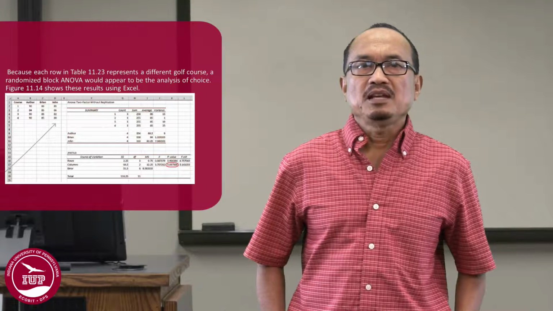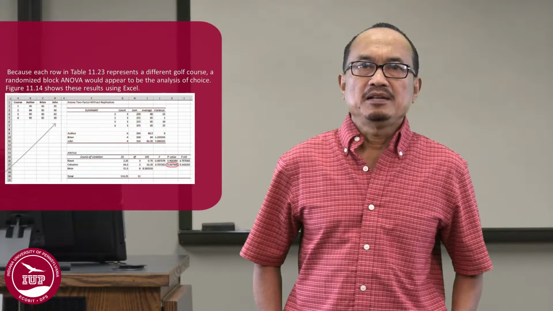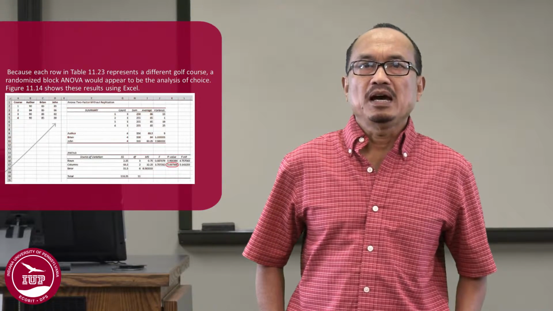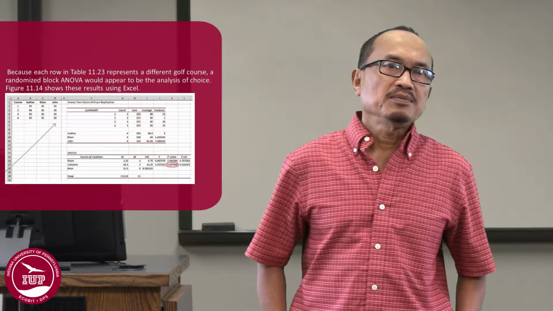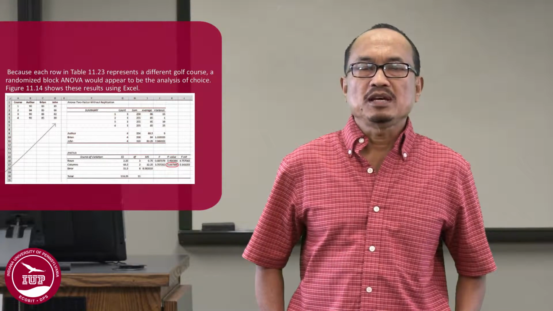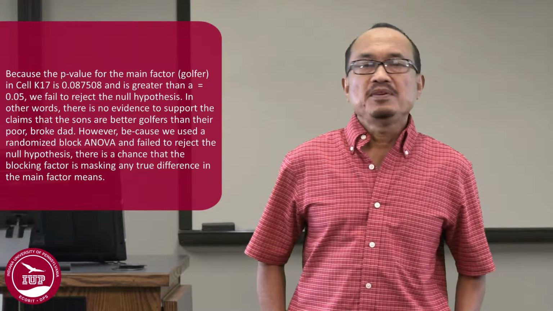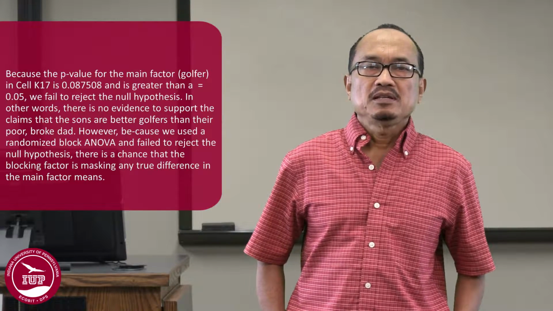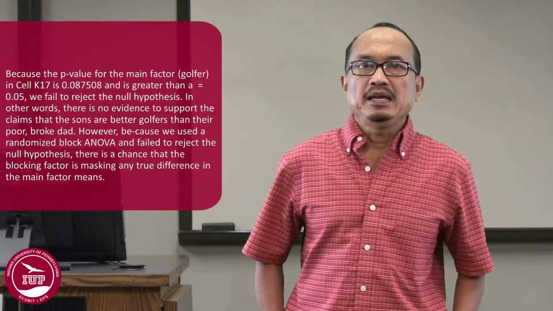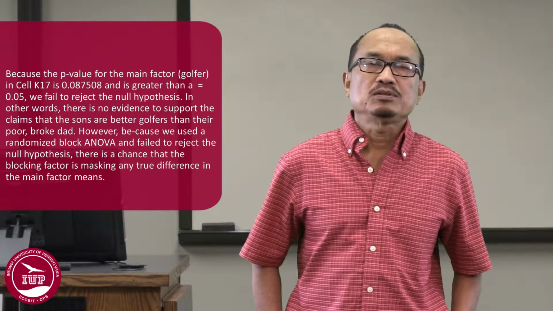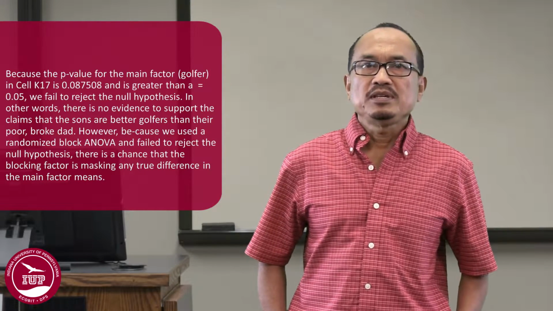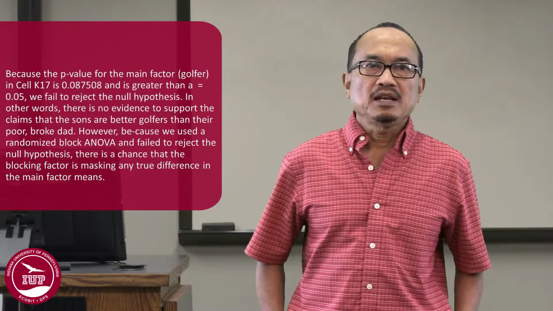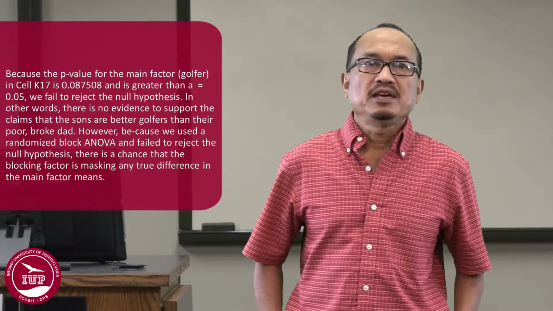Because each row in Table 11.23 represents a different golf course, a randomized block ANOVA would appear to be the analysis of choice. Figure 11.14 shows the result using Excel. Because the p-value for the main factor, golfer, in cell K17 is 0.087508 and is greater than alpha equal to 0.05, we fail to reject the null hypothesis. In other words, there is no evidence to support the claim that the sons are better golfers than their poor broke dad.